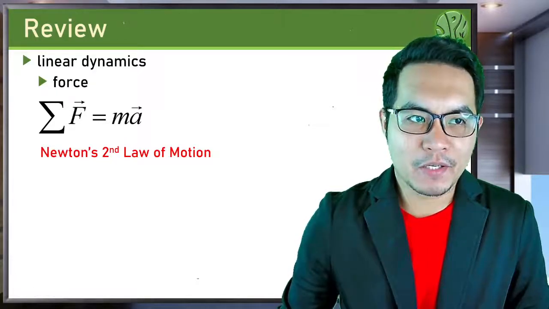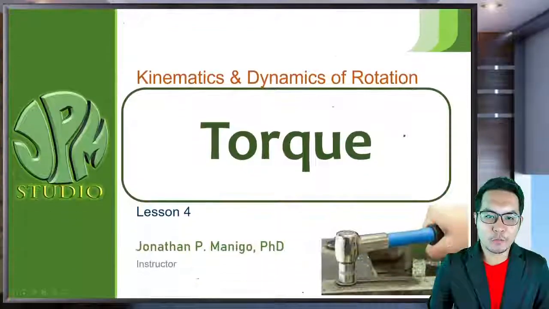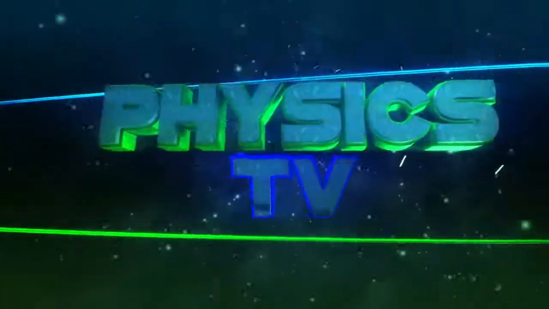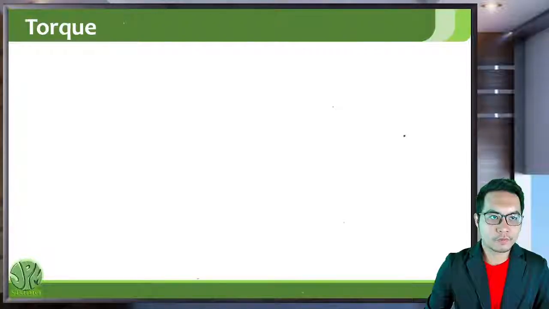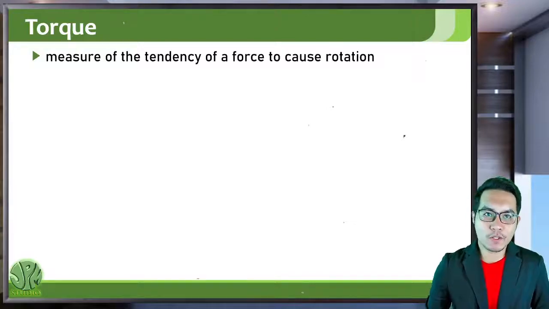In a similar manner, we will try to find the relationship between the cause of rotation and angular acceleration. In this case, the torque is actually the reason for rotational motion. So the torque is the rotational analog for force. If force is the cause of linear motion, then torque is the cause of rotation.